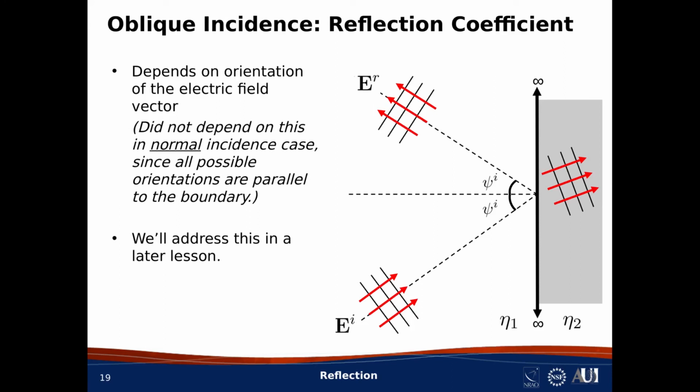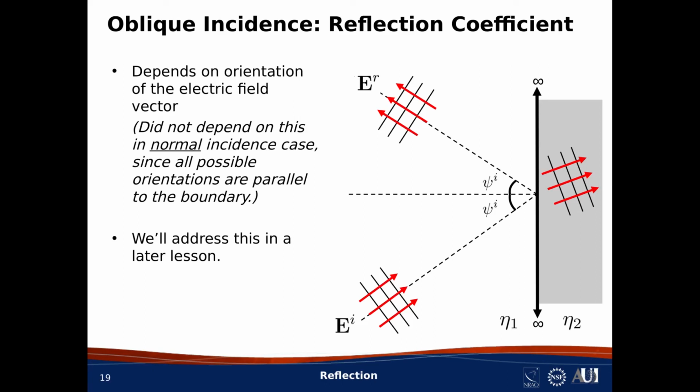Now, the last order of business is reflection coefficient for oblique incidence. Recall that we were able to obtain a simple expression for the reflection coefficient for normal incidence. This is not going to be possible in the case of oblique incidence. The expressions are going to be complicated.